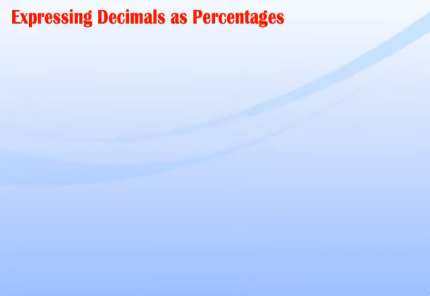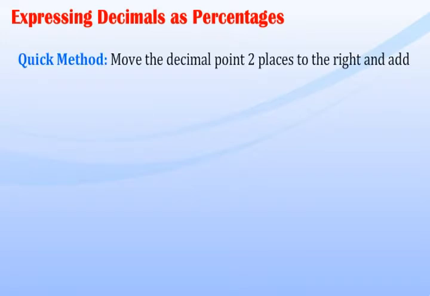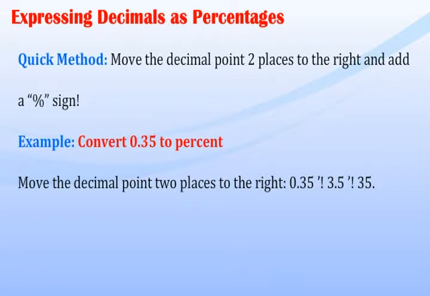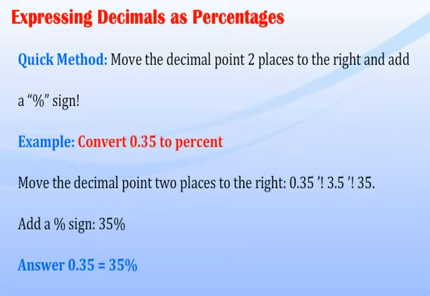Expressing decimals as percentages. Quick method. Move the decimal point 2 places to the right and add a percent sign. Example, convert 0.35 to percent. Move the decimal point 2 places to the right. 0.35, 3.5, 35. Add a percent sign. 35%. Answer: 0.35 is equal to 35%.